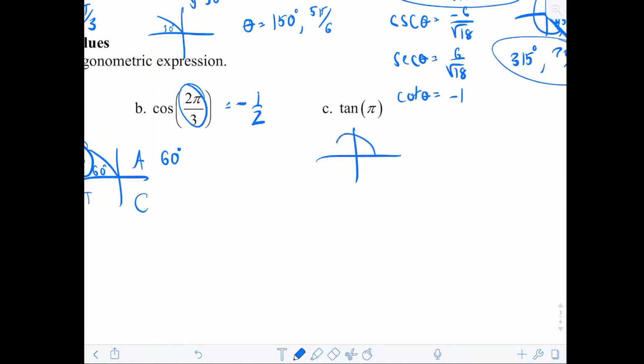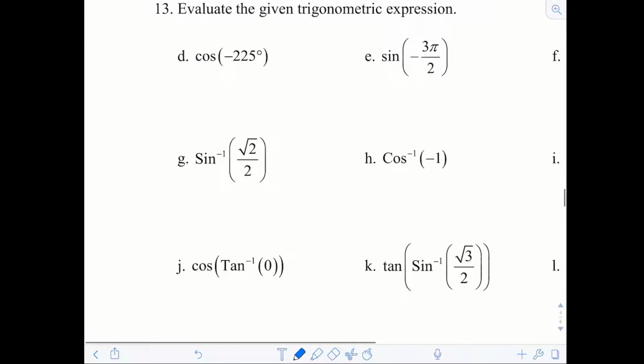Tangent, which means that it's going to be right here at this specific location, pi, which is also 180 degrees, that's going to be 0. Also keep in mind that if this is -1 comma 0, right, it is y over x, so that would be 0 over -1, which would still end up giving us 0. Cosine of -225, that's actually going to end up being right here.